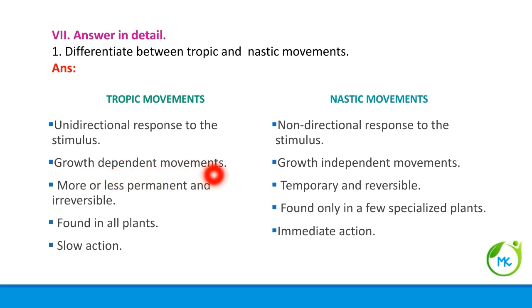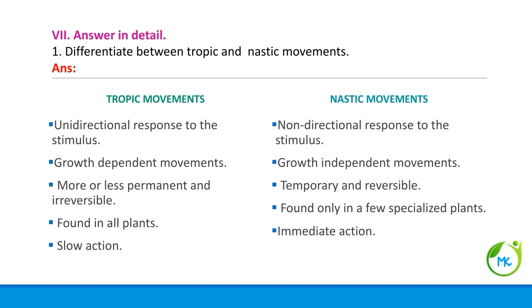Now only I explained you. Whereas nastic movement is a growth independent movement. The tropic movement is more or less permanent and irreversible. Whereas the nastic movement is temporary and reversible. So for this, you can remember the touch-me-not plant. After you remove the finger from the touch-me-not plant, after a while, again what will happen? The leaf will open again. So the closed leaf will again open. So it is a temporary process and it is reversible.